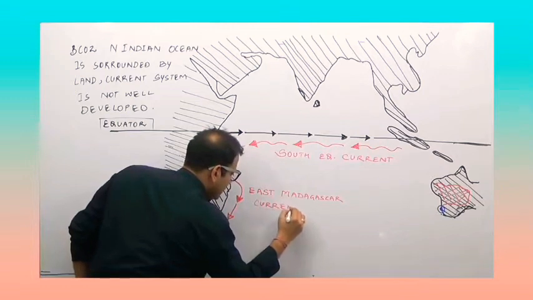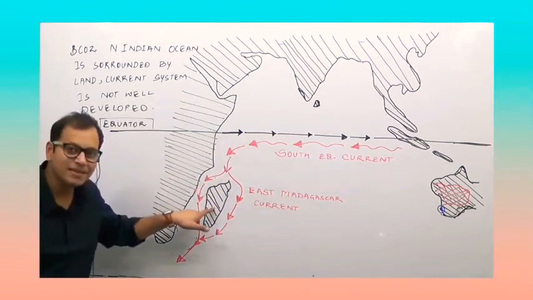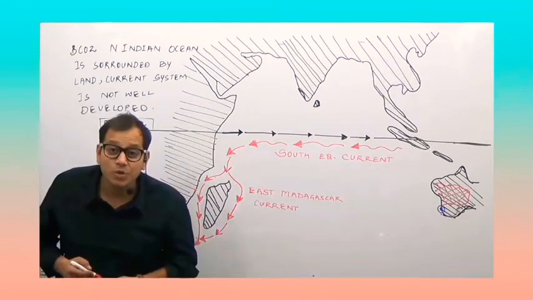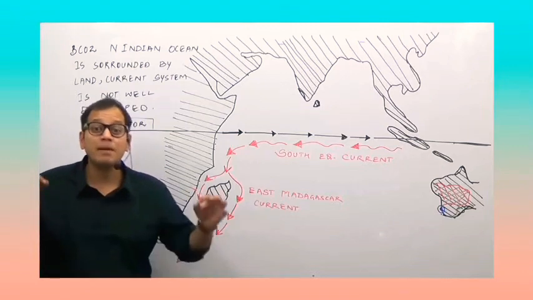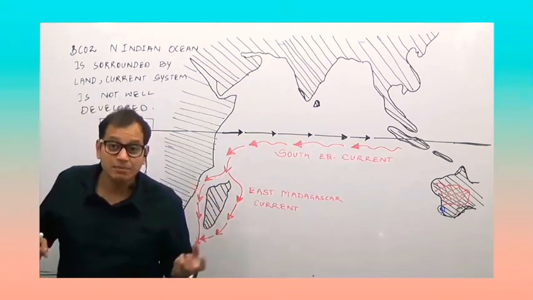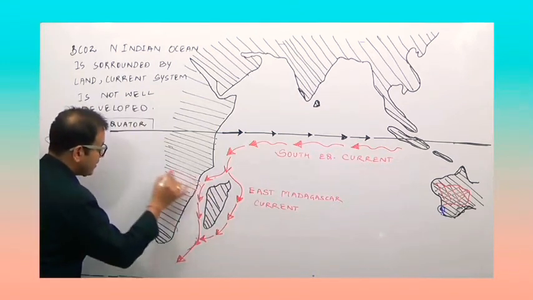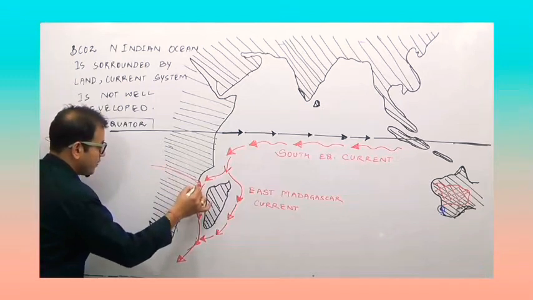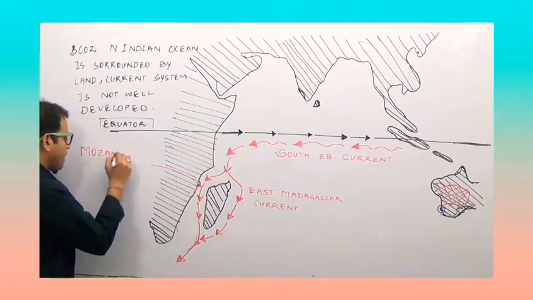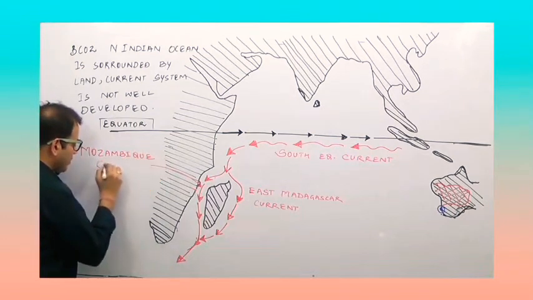While the other current flows between mainland Africa and Madagascar, between this gap. What is this gap known as? This gap is known as the Mozambique Channel. Mozambique is the country here, so it is known as the Mozambique Channel, and therefore the name of this current here is the Mozambique current.